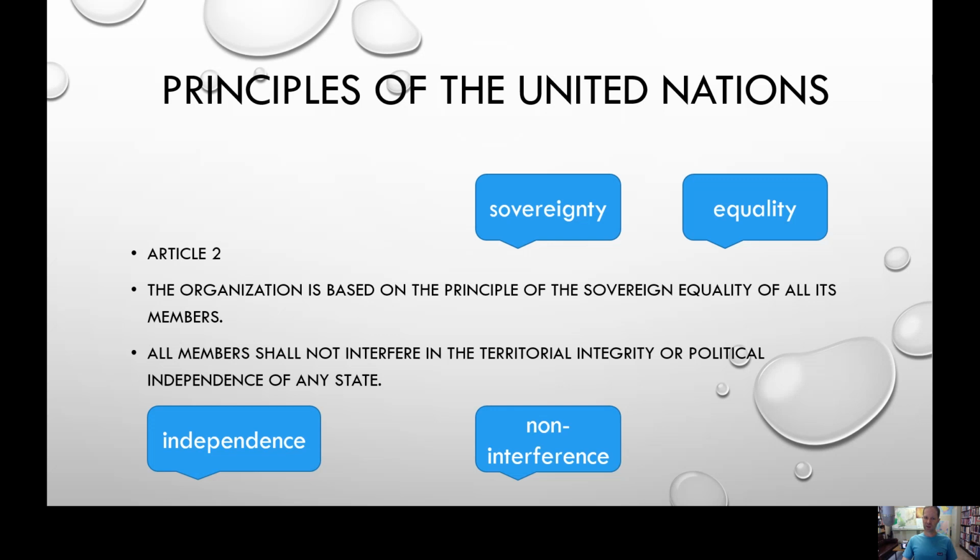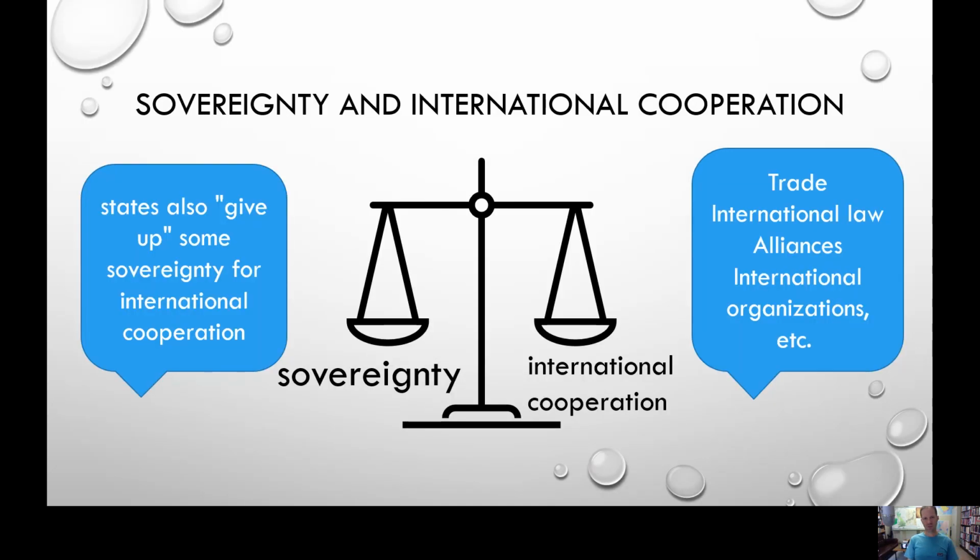So the organization is based on the principle of sovereign equality. Here we have these two ideas of sovereignty and equality of all its members. And all members shall not interfere in the territorial integrity or political independence of any state. So again, we have this idea of non-interference and independence of states. So this idea of sovereignty is a basic principle of international relations.